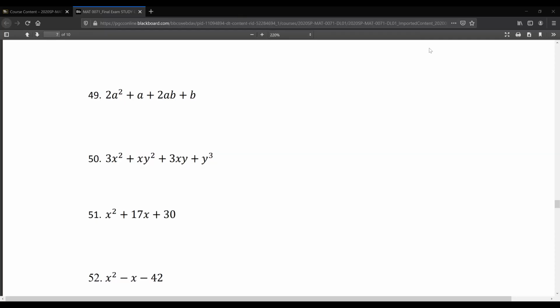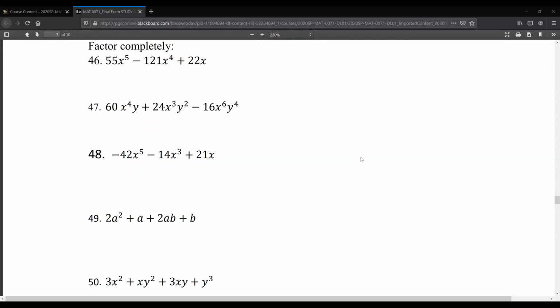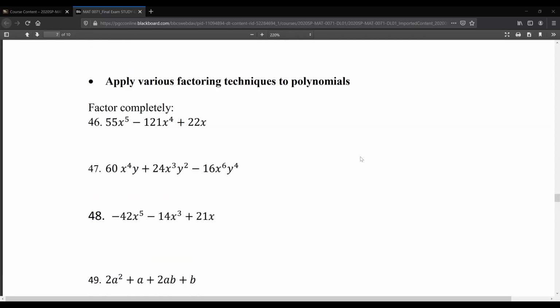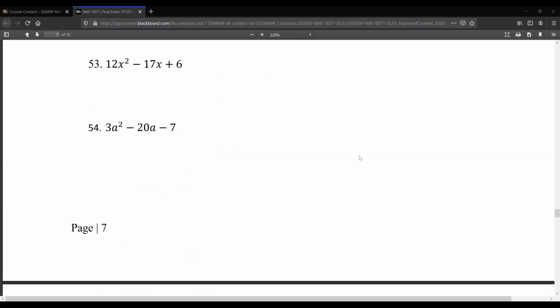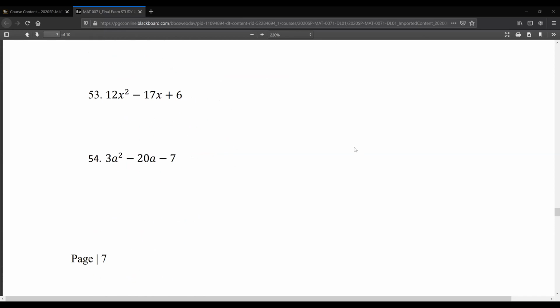These problems are under course content, then scroll all the way down to the bottom and you should see final exam. And again, the solutions are also posted as well. So do you want to look at some of the factoring? Has anybody looked at them and do you have any particular questions?